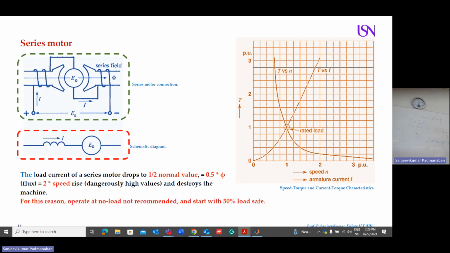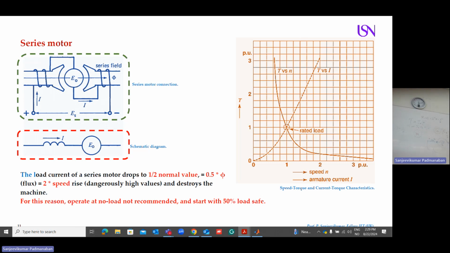So wherever you want a high speed application, for example traction systems. So what is traction? Train. A train at the start takes high speed, right? Whatever the load, 100% load, 200% load, the train starts at the same speed, right? Irrespective of the load, they can run at high speed. So for that application, you have to choose a series motor.